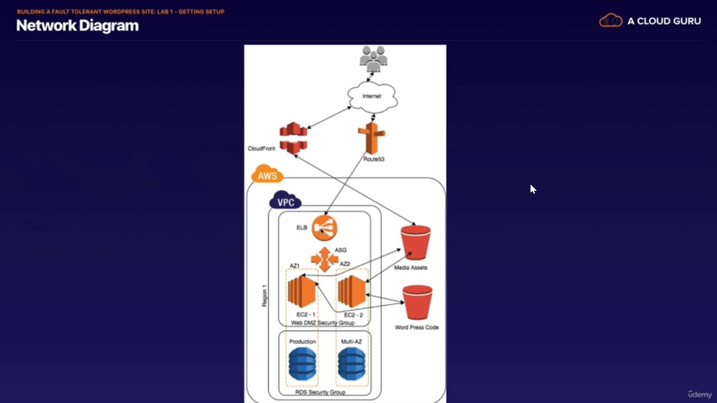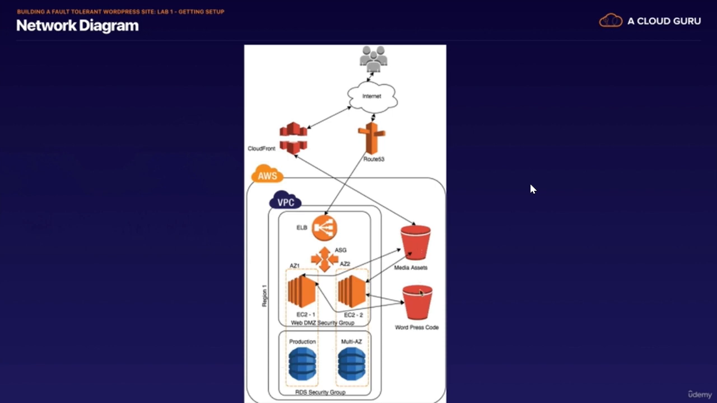And then essentially they're going to connect up to an Elastic Load Balancer in the cloud. We're then going to have some EC2 instances behind an auto-scaling group. They're going to be in separate availability zones. And we're then going to have some RDS instances. Again, this is going to be multi-AZ.